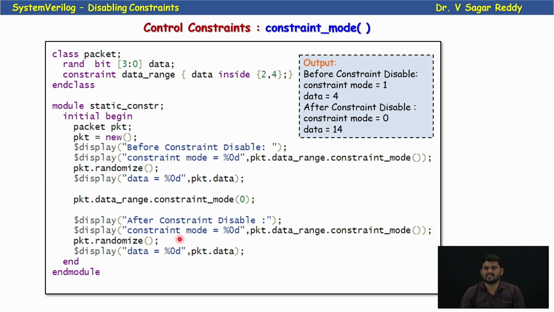It acts as a normal state variable. The range here is 3 down to 0, so 0 to 15. The data may get any value between 0 and 15, and this constraint is not applicable. The randomize method generates a random value for data without applying the constraint, so we get data equal to 14. So I discussed how to enable or disable a particular random variable or all random variables in the object, and also how to make constraints active or inactive during the randomization process, with a suitable example. Thank you.